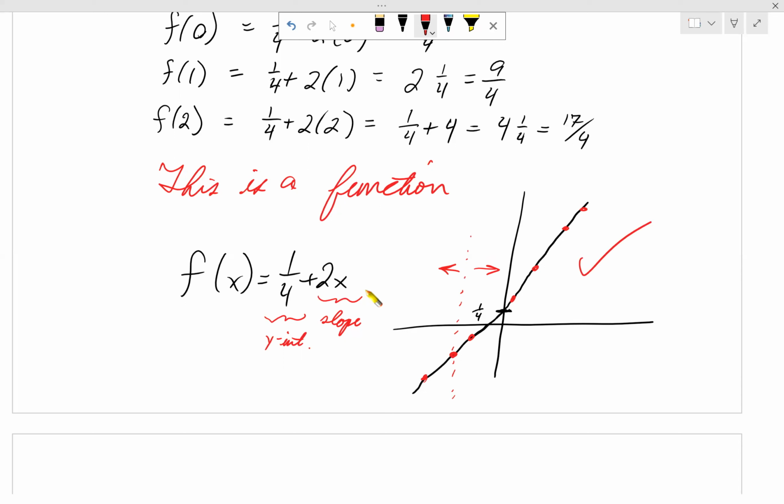If this wasn't a function, what would happen is when this vertical line intersects our function, it would intersect it at 2 points. But here that doesn't happen. It just intersects at 1 point. So this is a function.